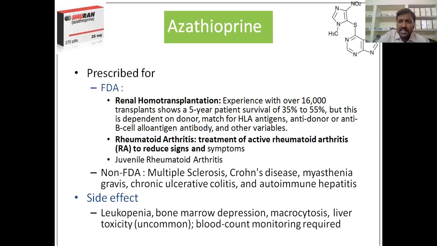So when is it prescribed? Azathioprine is prescribed for FDA-approved uses like renal homotransplantation. When there is any kidney or other transplantation, during that time we can prescribe azathioprine. And also for treatment of active rheumatoid arthritis. Rheumatoid arthritis is an autoimmune disorder, that's why we have to suppress the immune system. That's why during that time also we can give azathioprine.